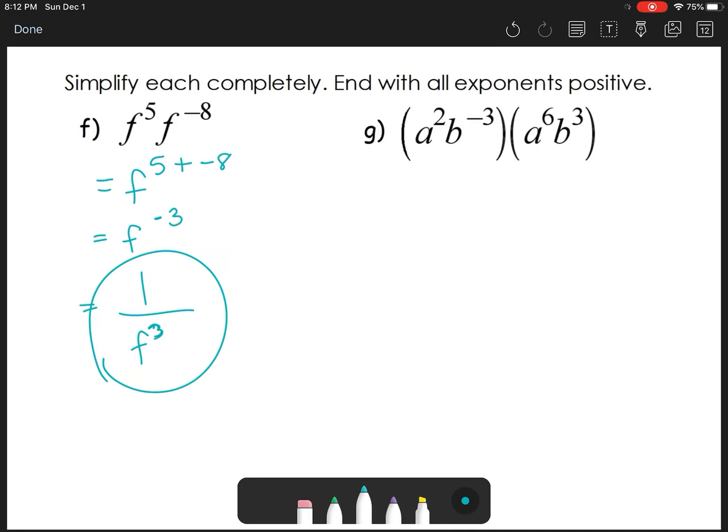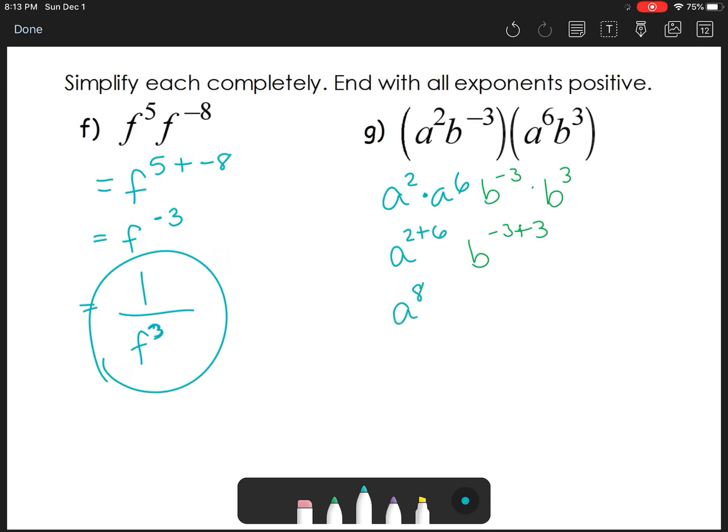Letter G, notice how I've got two separate things. I don't have any powers to share to them, so I'm just going to start by organizing my variables. I have a to the second times a to the sixth, and I have b to the negative third times b to the third. Well, again, I'm going to start by combining my exponents. So since I'm multiplying, I can take a to the 2 plus 6, and I can take b to the negative third plus positive 3.